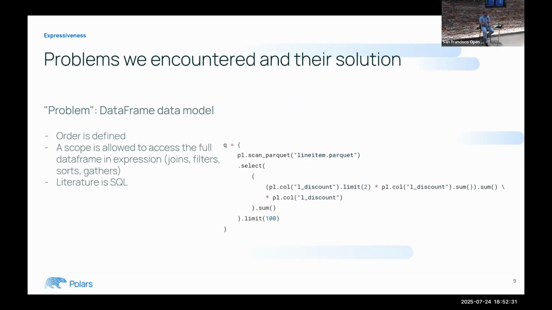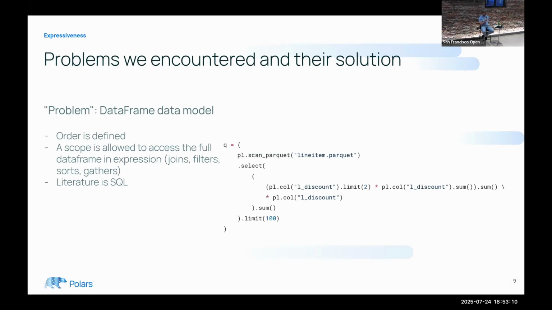And the other problem we encountered, it's not really a problem, but a technically interesting problem. We have a data frame data model. It's a relational data model. It is very relational, but it's not SQL. And it's not the same as SQL, and we decide ourselves what it does. And we want that because we want to meet the users at how they think about it and what we think Polars should work like. But it's different. So order is defined.